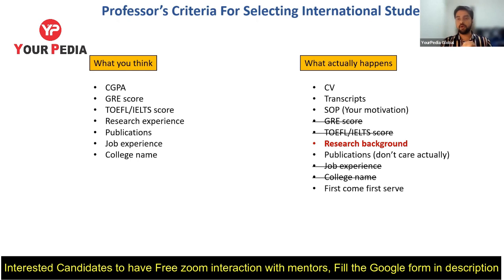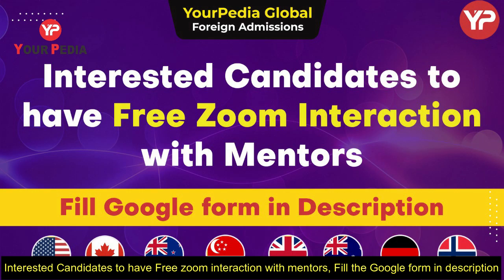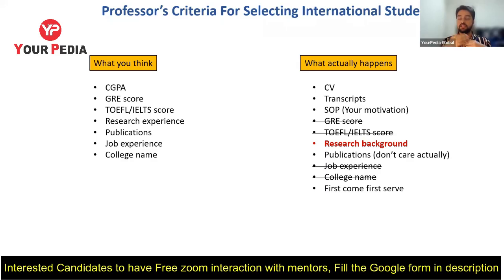Another important thing is your transcript. Professors are not interested in your CGPA, but they are interested in your transcripts. By transcripts, they want to know what courses you already did in your bachelor's and your master's. They are always interested in that. Basically, they have one research area in mind, and they just want to know whether you have some background in that particular research area or not. That's why they are always interested in your transcripts.